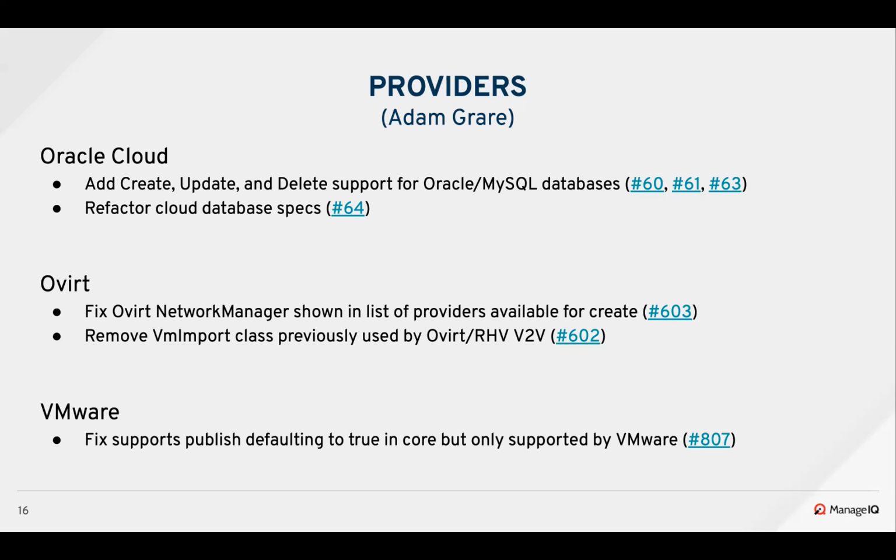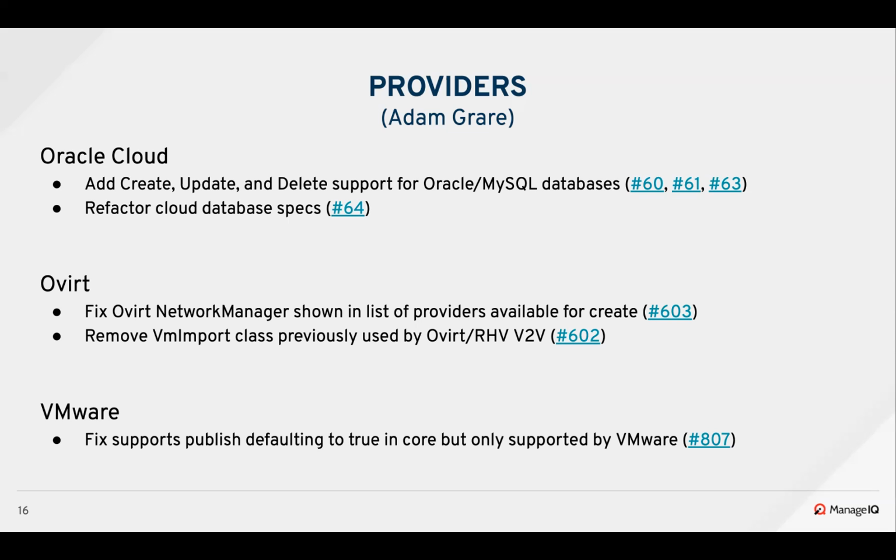For oVirt, we added a fix to ensure that the network manager isn't shown in the dropdown of providers that you can create directly. This was fallout from copy and paste of the original OpenStack network manager. We switched how we're doing supported for create, which had the unexpected side effect of allowing you to create the oVirt network manager directly, which would then promptly fail when it tried to load the parameters. We also removed the VM import class, which was used by oVirt and RHV for V2V migration from VMware to RHV. The backend for this is gone, so we were able to clean up the VM import class.